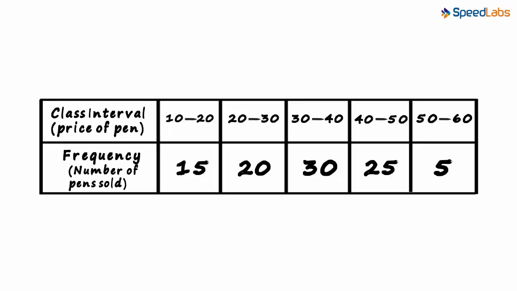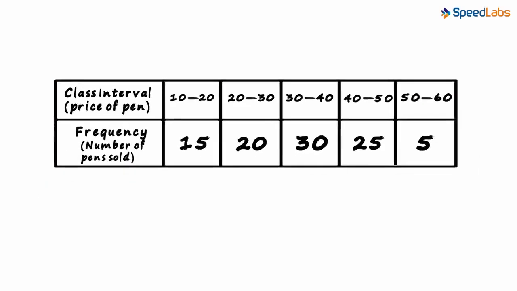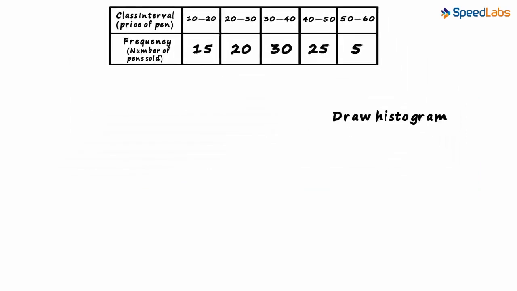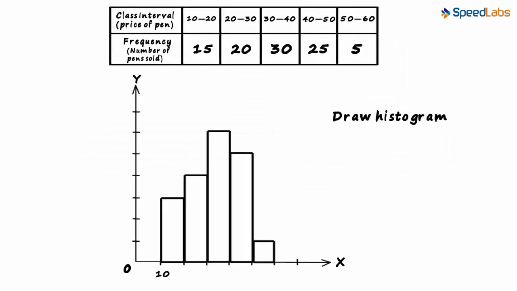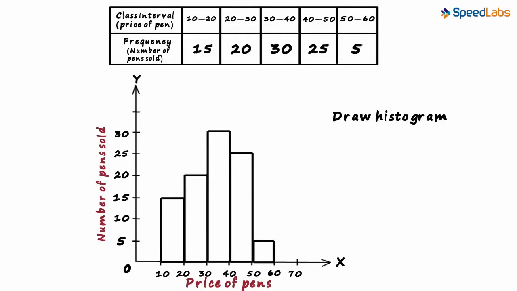How do we draw a frequency polygon for this data? One of the ways in which we can do it is by drawing the histogram first. We draw the histogram for the given data. This is how it will look.